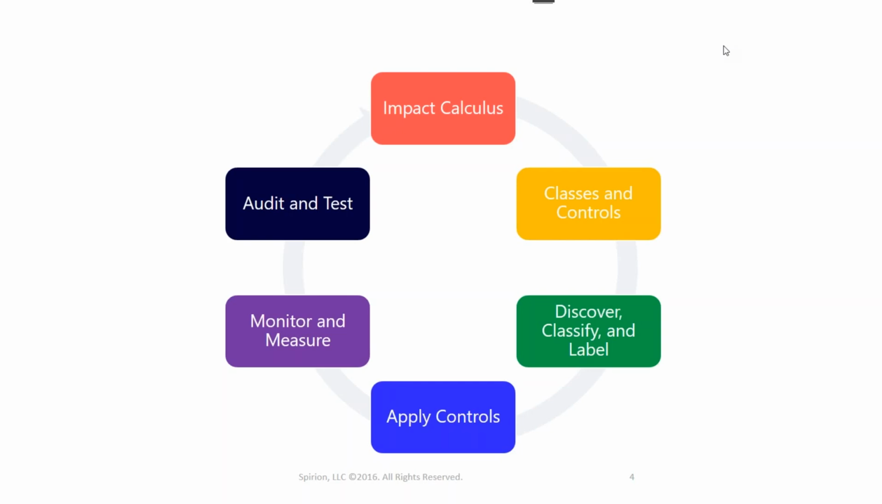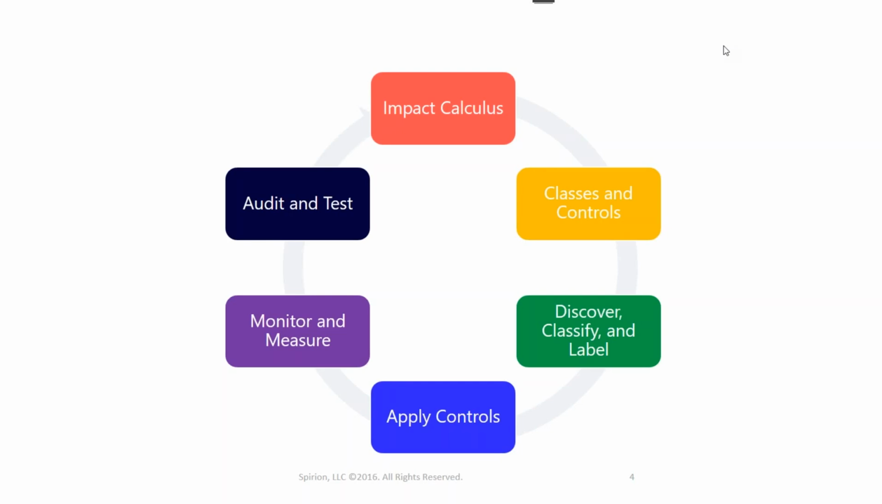Secondly, classes and controls. So how do you draft a series of data classification classes, if you will, and corresponding controls? And there's a lot of art to that. It's not just science. Thirdly, creating a system to go and discover and classify and label that data that's highly regulated. And I know certainly we'll talk about that in some depth. I know, Gabe, you're going to talk about that as well. Fourthly is applying controls.